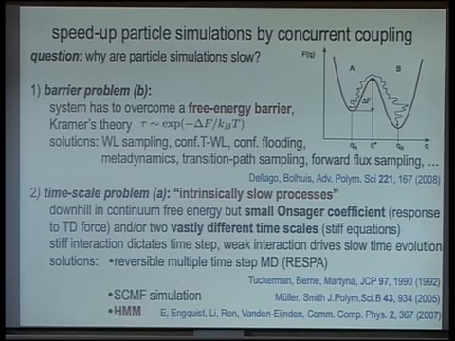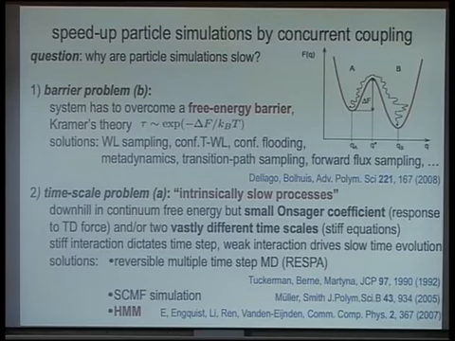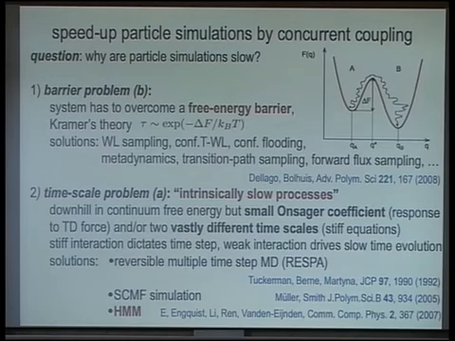But what I want to talk about is this heterogeneous multiscale method where you extract the free energy functional and use this information to accelerate the process. The second reason why things may be very slow if they go downhill is that the Onsager coefficient is very small. So yes, there is a thermodynamic driving force, but it just doesn't translate into a current.